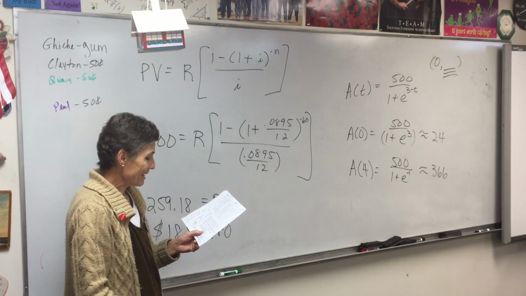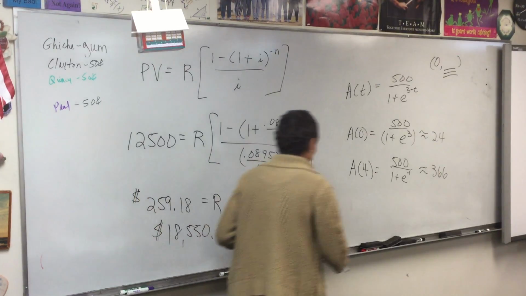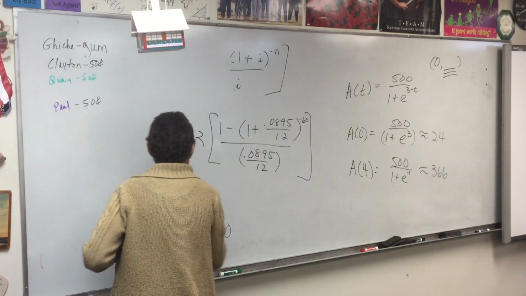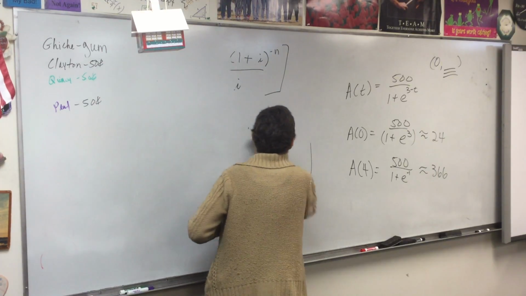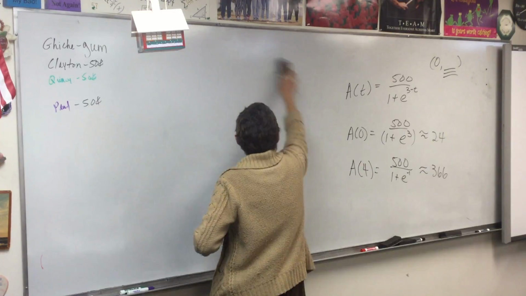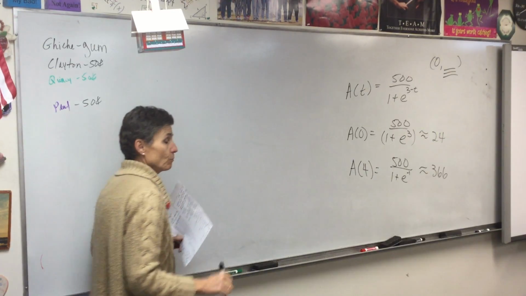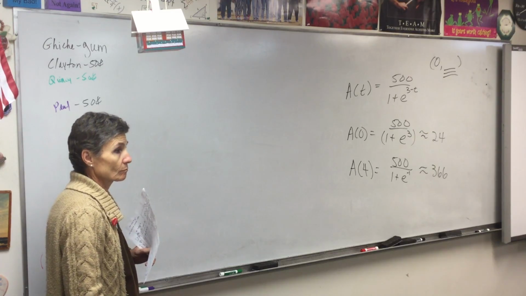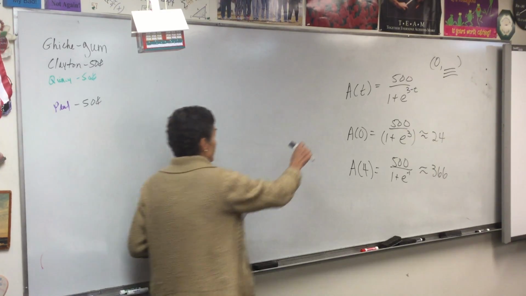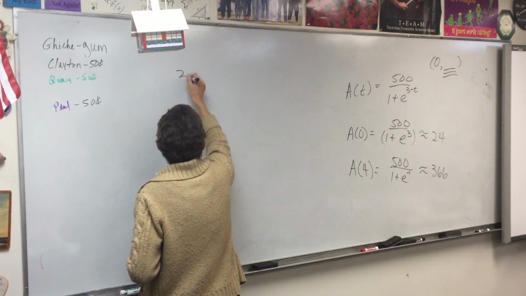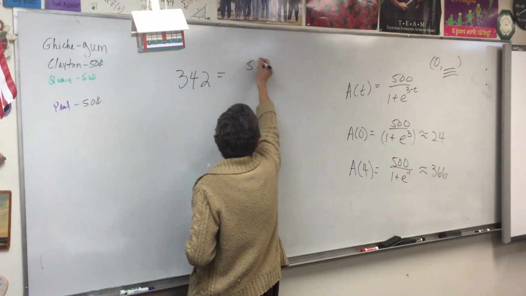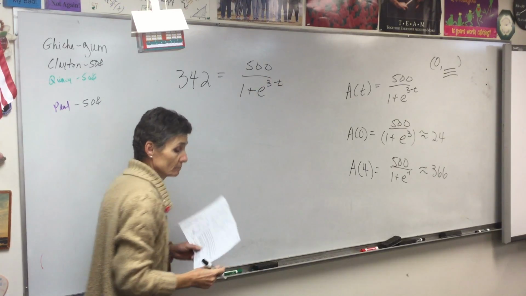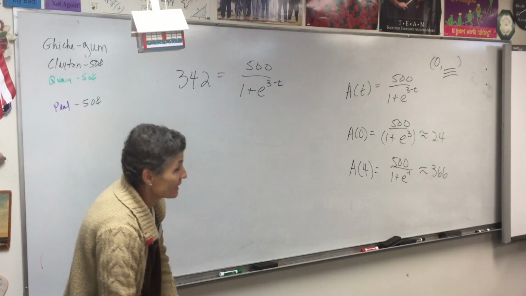After how many days will there be 342 ants? What do I do? Put that in here. Put 342 right here. So 342 equals 500 over 1 plus e to the 3 minus t. We're solving for t, after how many days?